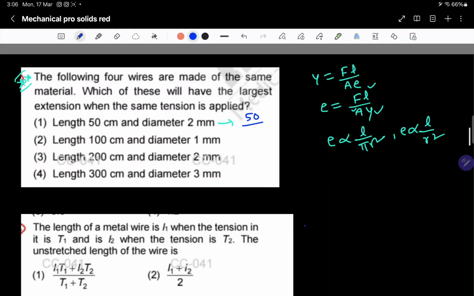So 50 by 2 square, 4 here. Here 100 by 1 square. Here 200 by 2 square, 4. Here 300 by 3 square, 9. Just you see, students, from here. This is 12.5. This is 100. 100 is more, the second is more. 200 by 4, the second only is more. 300 by 9, the second only is more. So the case with more extension, that is more elongation, the largest extension is in the case of the second wire.